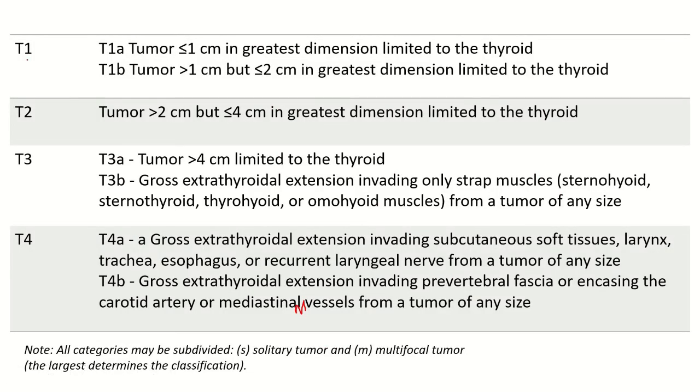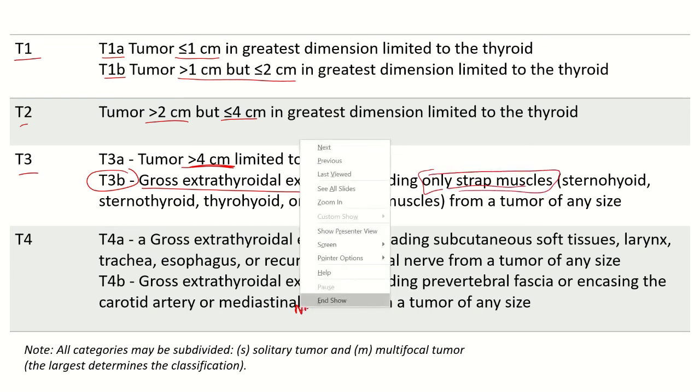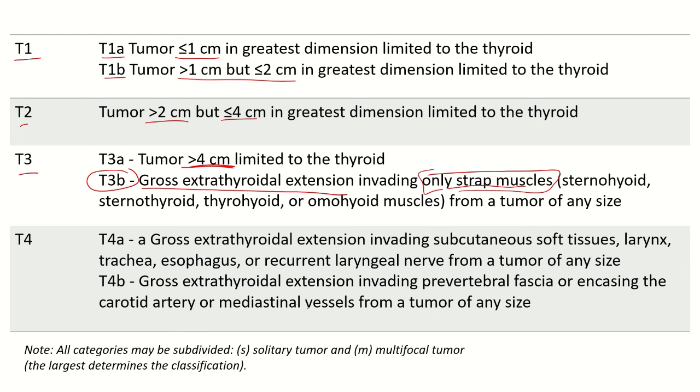Let's see the theory part. T1 is divided into T1A and T1B based on the size, less than or equal to 1 centimeter, 1 to 2 centimeters. T2 is 2 to 4 centimeters, T3A is more than 4 centimeters, T3B is cross extrathyroidal extension but invading only the strap muscles. T4A is cross extrathyroidal extension invading the subcutaneous soft tissues, larynx, trachea, esophagus and RLN, which is the important point. T4B is cross extrathyroidal extension into PCM, prevertebral fascia, carotids and mediastinal vessels.